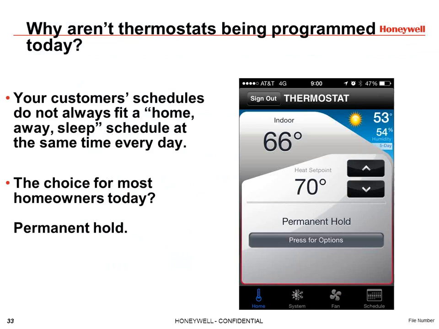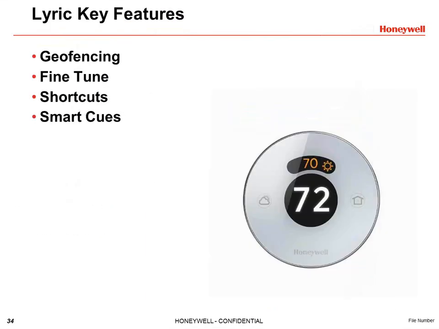So here's a picture of the app where you can change it via a phone. And as you can see here, it's looking for people whose schedules don't fit an actual schedule, where it's almost impossible, or very difficult, to get somebody on a schedule. And so what ends up happening? Most people are going to have their thermostat on a hold. Why? Because it's the easiest thing to do. They want to be comfortable when they're home. They don't want to mess with it.